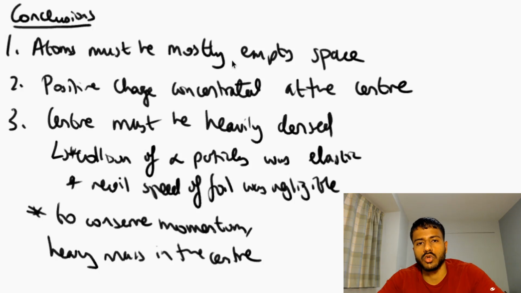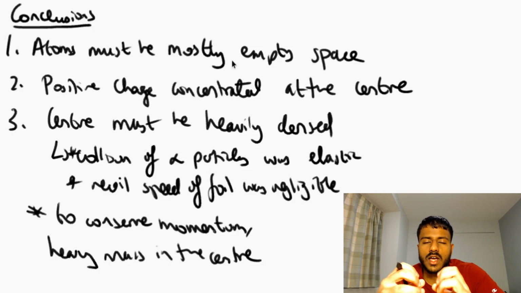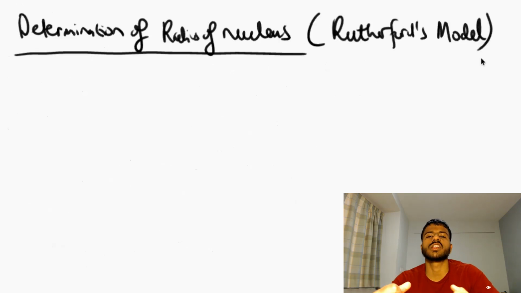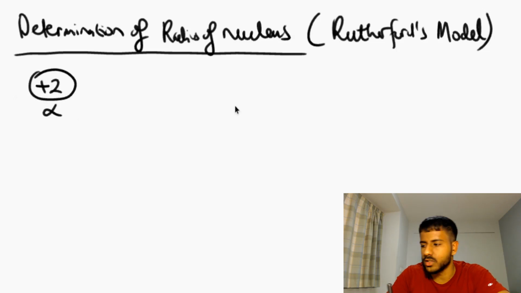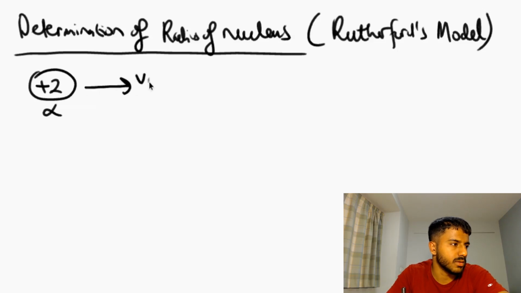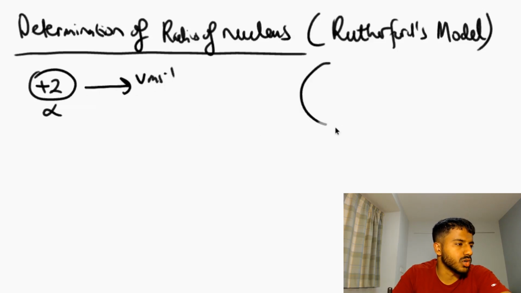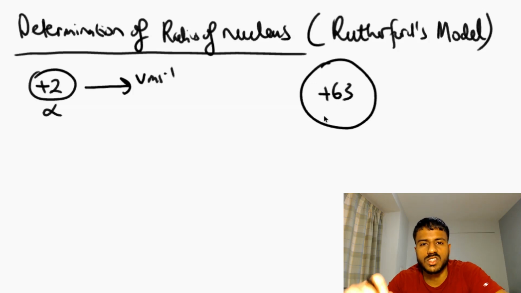So Rutherford's model ultimately proved the existence of a nucleus, which had most of the mass of the atom, and electrons would orbit this central nucleus. So with this Rutherford model, we can kind of estimate the radius of a nucleus. So let's imagine we have this alpha particle that is hurtling towards this gold nucleus at a speed of, let's say, v meters per second. And here's this gold nucleus with a charge of +63.